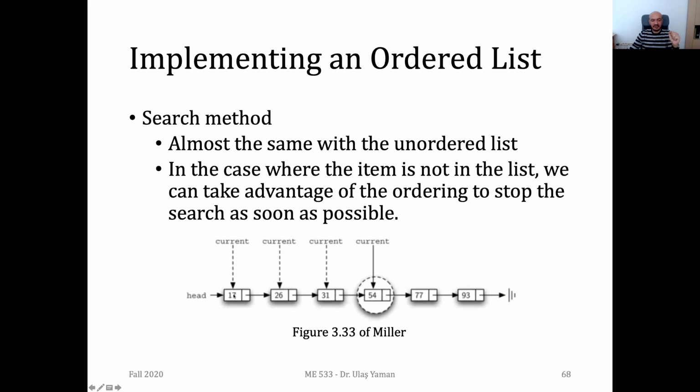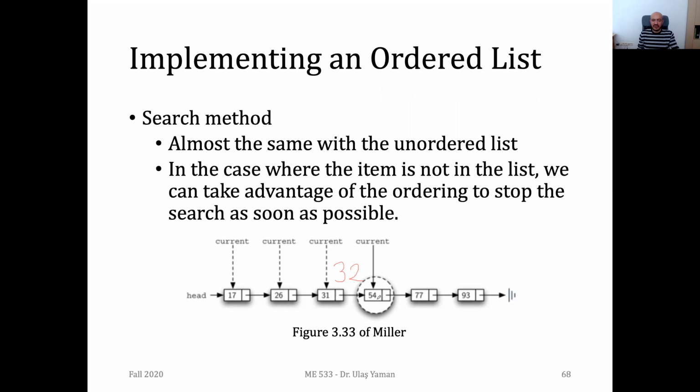You see now we have an ordered list, 17, 26 in an ascending order. And let's say that you are looking for a value of 32. So what we do, we check the items one by one, starting from the head. 17 is less than 32, so I should go on. 26 is less than 32, I should go on.